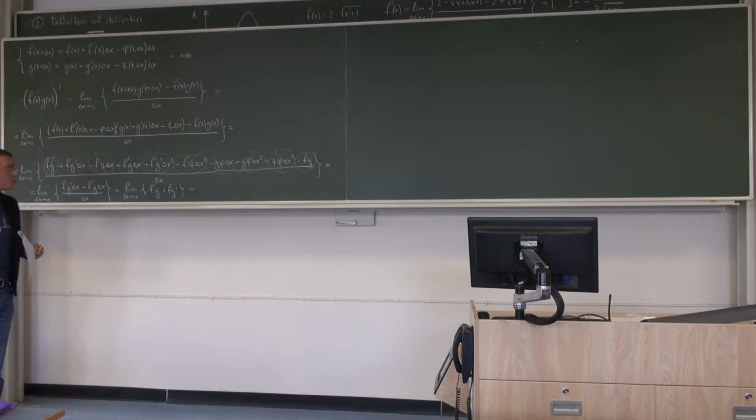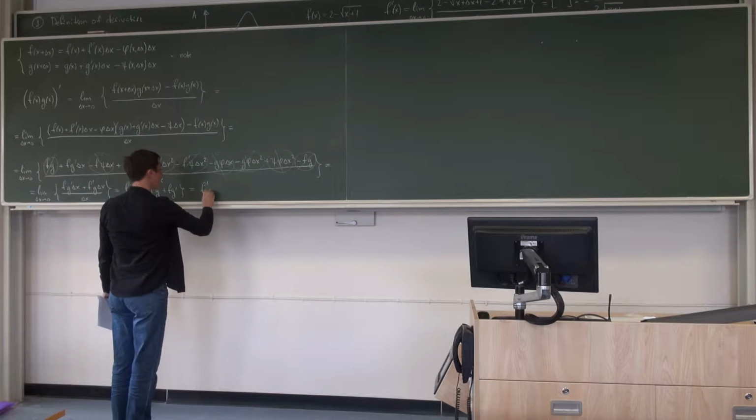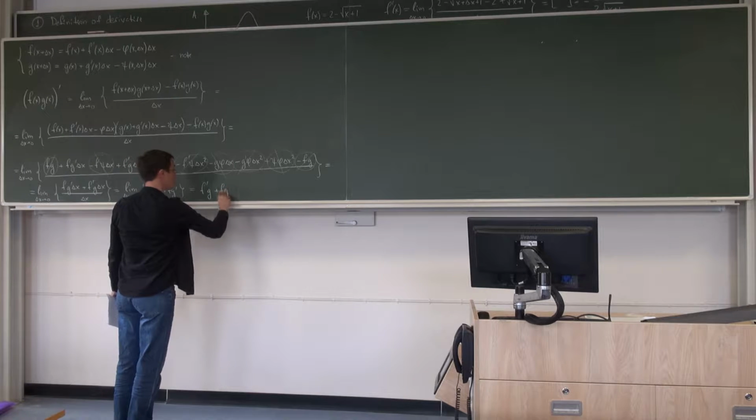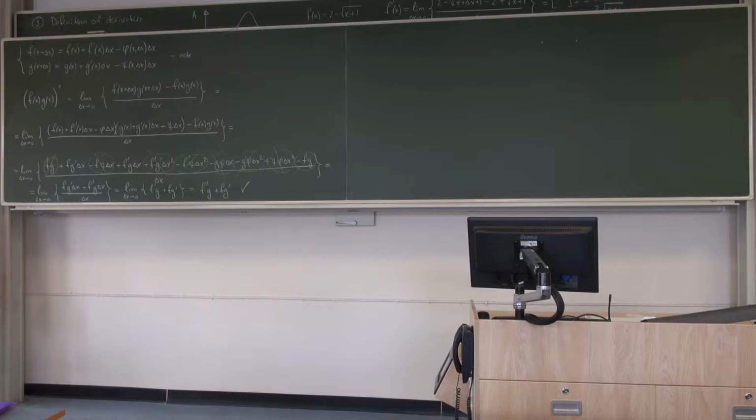Delta x doesn't even occur, and so we can put it to whatever we want, including 0. So f prime g plus f g prime, which is exactly what we wanted to prove. That is the product rule.